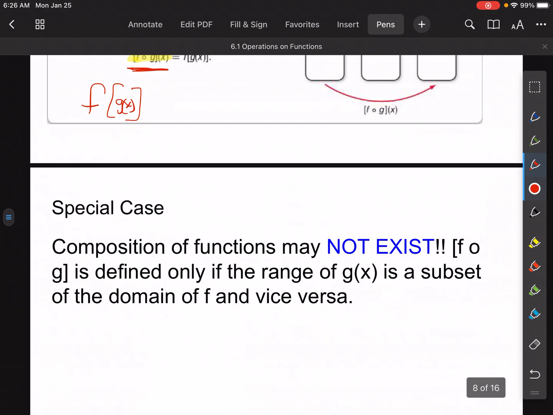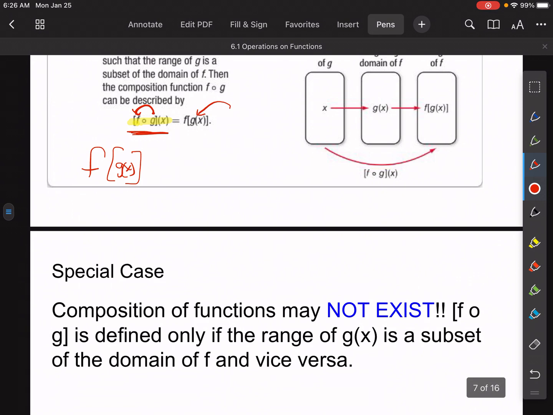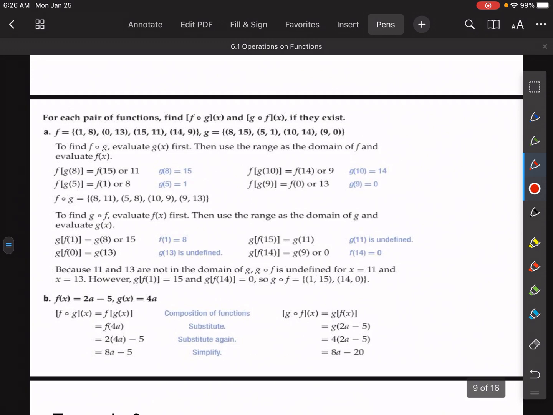All right, there's a special case. A composition of functions may not exist. It's defined only if the range of g of x is a subset of the domain of f, and vice versa. So sometimes we cannot compose things if the domains don't match up with the two functions. I'll show you what that looks like, because that's going to be confusing until you see an example of that. All right, so here we go, guys.